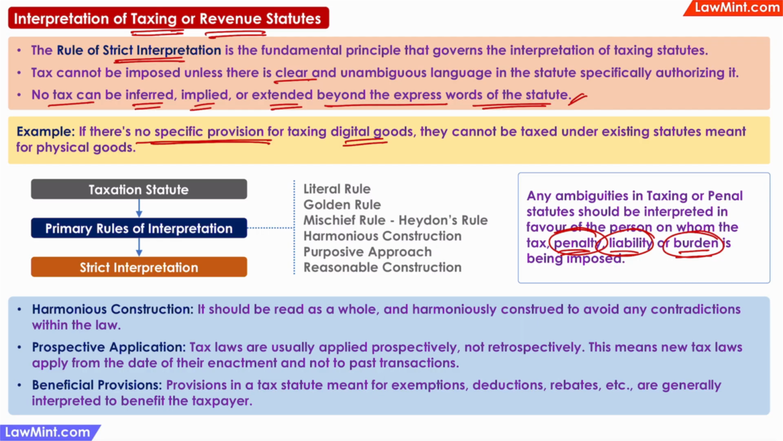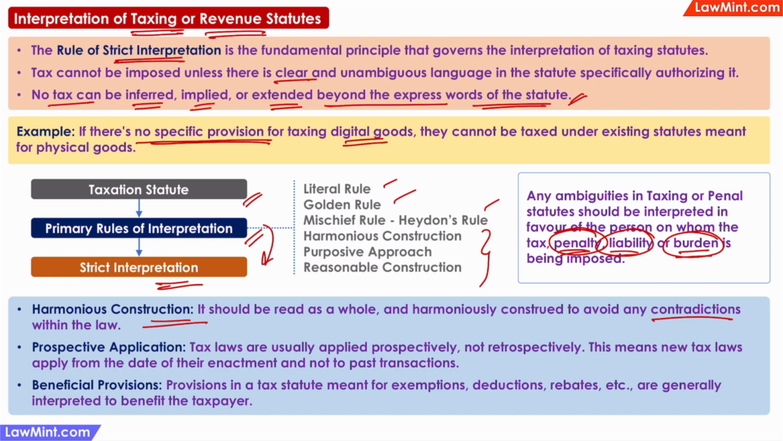In summary, if a taxing statute needs interpretation, then the courts will first apply the primary rules of interpretation, such as the literal rule, the golden rule, the mischief rule, etc. And the outcome is interpreted strictly, and it is interpreted in favor of the person. The other basic principles to be followed include harmonious construction, so that the interpretation does not lead to contradictions within the statute itself or with other statutes.